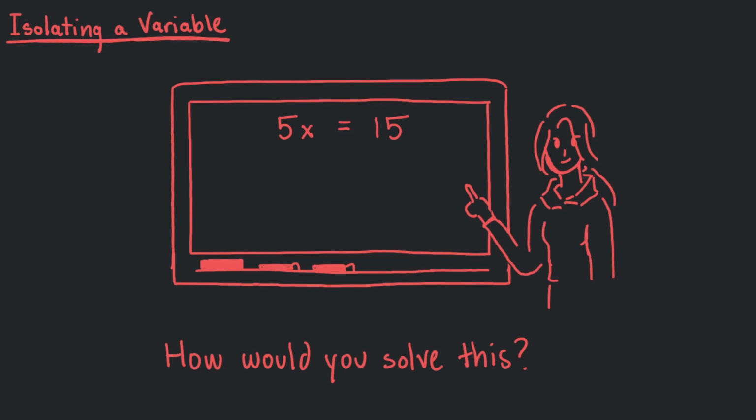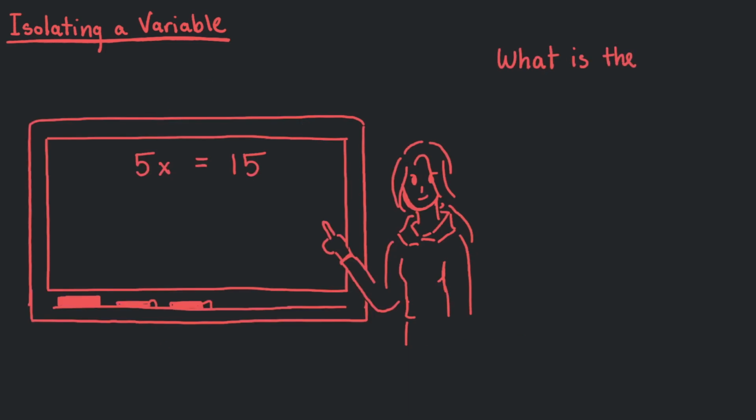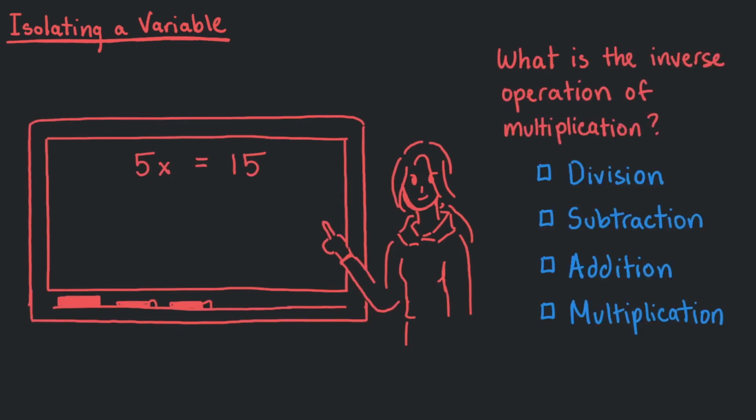Well, to find x, we have to keep x alone on one side of the equal sign, so the equation reads x equals. In this case, to get x alone, we have to do the opposite or inverse operation that is being done on one side to both sides. This undoes the original operation while also keeping x the same value. What is the inverse operation of multiplication? Division is the inverse operation. In the same way, addition is the opposite of subtraction and vice versa.